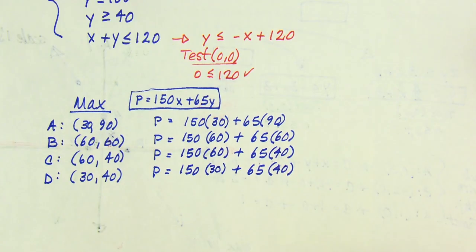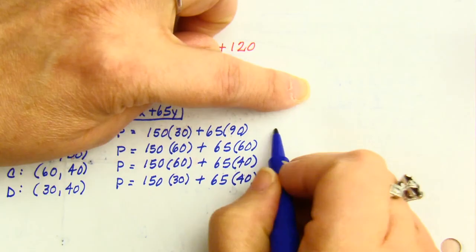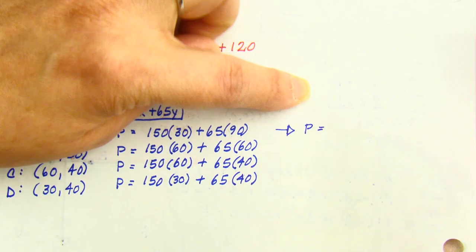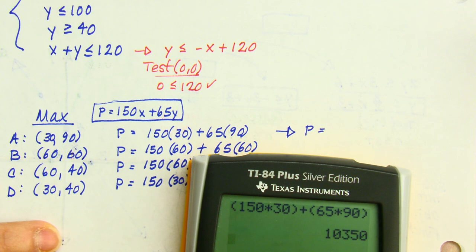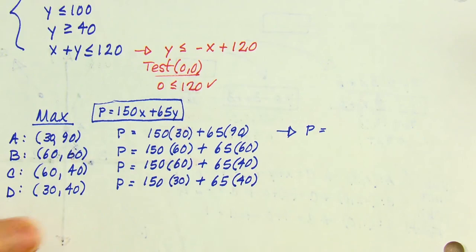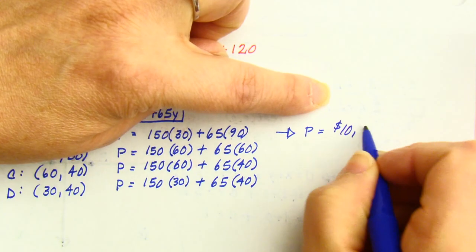Now you need a calculator. So P here, you know, just type it on the calculator. Do 150 times 30. Actually, do it like this. Parenthesis 150 times 30, close it, add parenthesis 65 times 90, and we get 10,350. So that's $10,350.